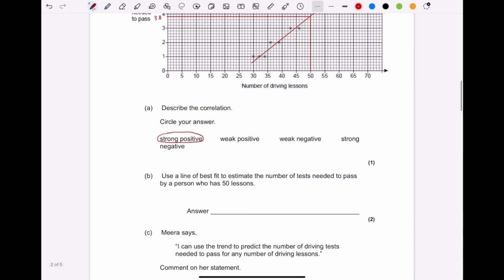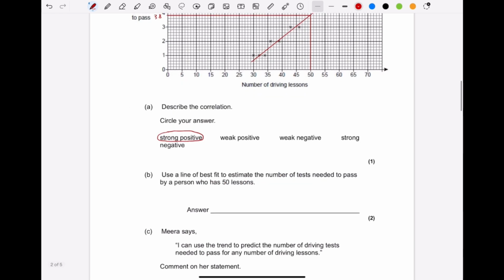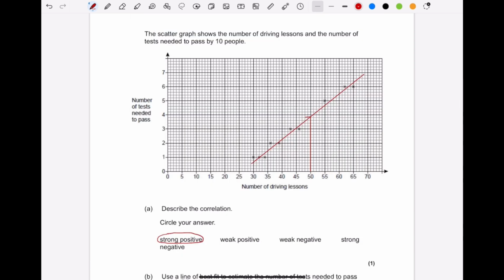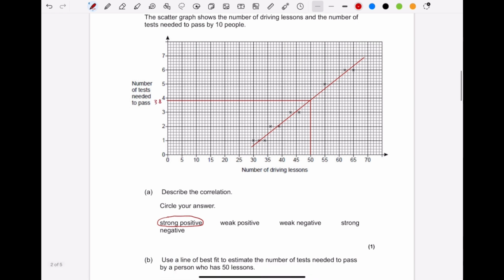Now, in second part, it wants us to use a line of best fit to estimate the number of tests needed to pass by a person who has 50 lessons. So let's go to 50 lessons and go to the line of best fit. We can estimate that it's 3.8 tests needed to pass.